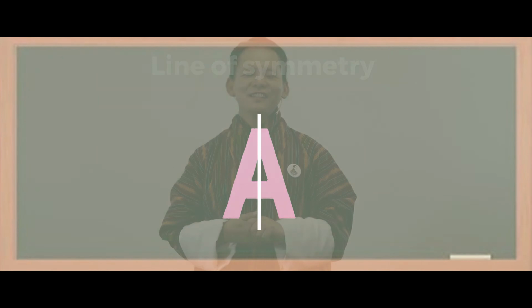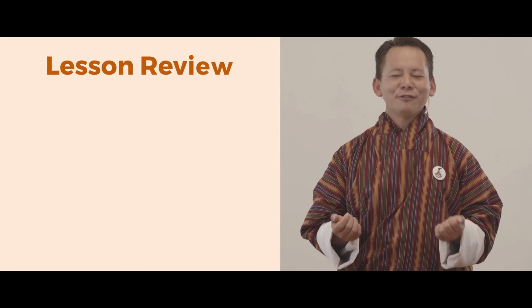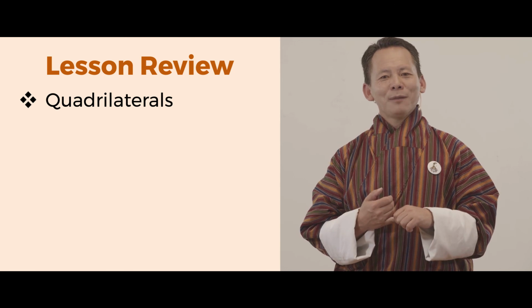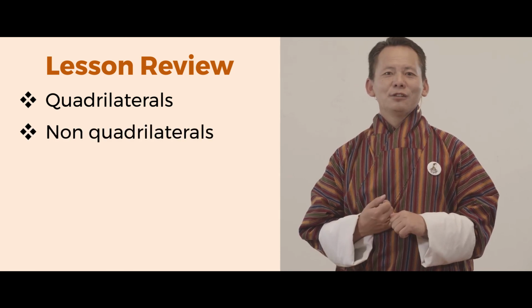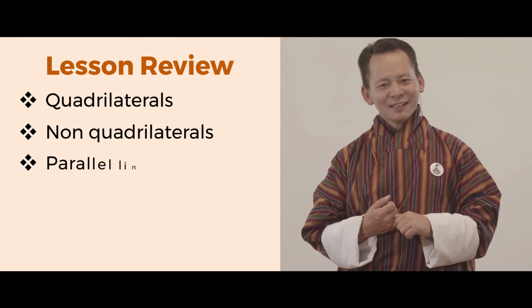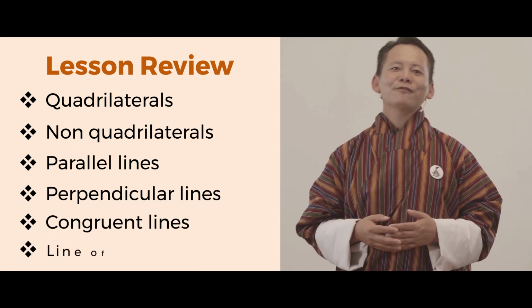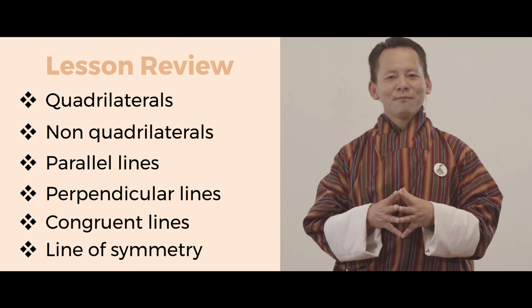Okay, dear children, let us review what we have learned today. Do you remember? We have learned about quadrilaterals and non-quadrilaterals. We have also learned about parallel lines, perpendicular lines, congruent lines, and line of symmetry. At the same time, we have learned how to construct perpendicular lines, congruent lines, and some examples of symmetry lines.